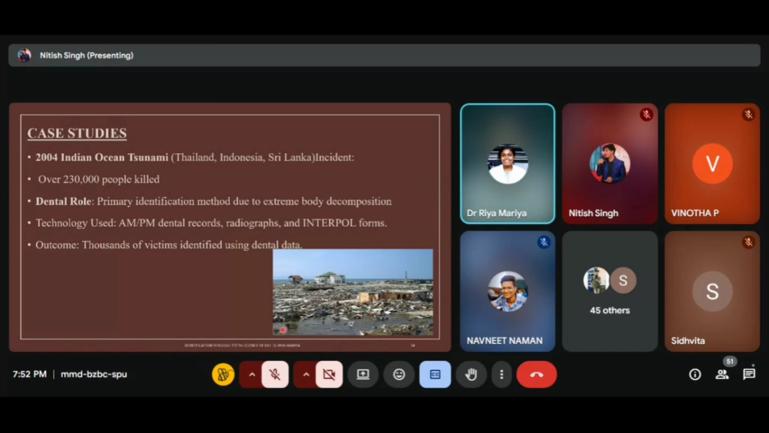And a few case studies we can look at. This I mentioned, the 2004 Indian Ocean tsunami. In this case, thousands of victims were identified using dental data.